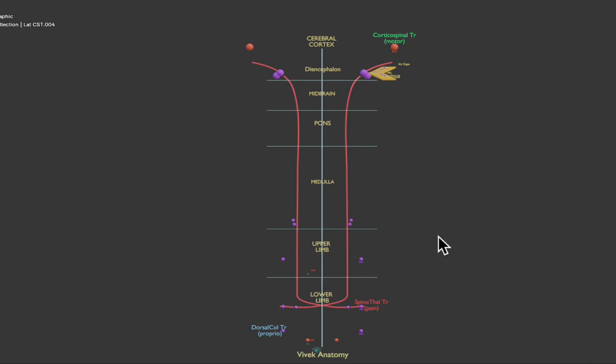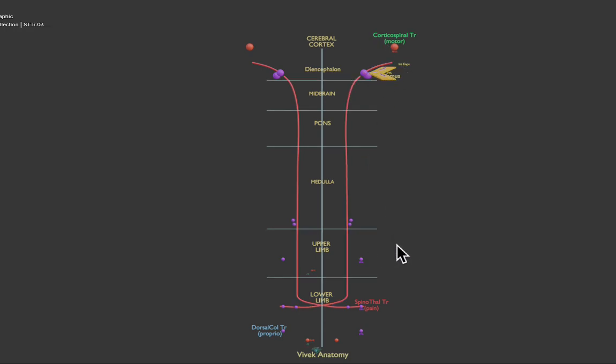The next tract is the easiest one. That's the spinothalamic tract. As the name says, it starts from the spinal cord, goes to the thalamus. This is a sensory tract or ascending tract because it starts from the spinal cord and goes up to the brain. These sensory tracts have three sets of neurons. The first is called the first order neuron, second is second order neuron, third is the third order neuron here.